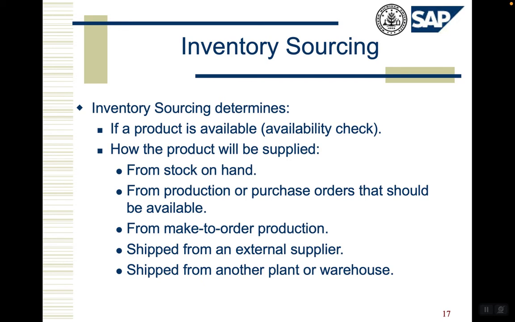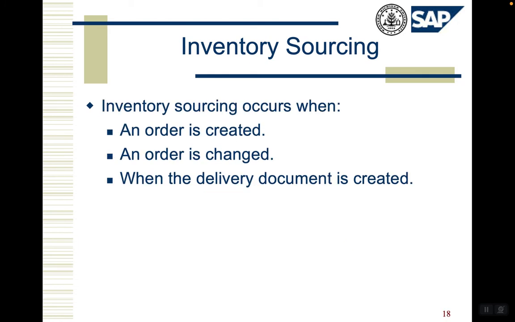So once again, this is really driven by how the organization itself is set up and how it runs its business. All right. So some places are make to order. Some organizations maintain inventory. Whichever way the organization does its business, right, that's from a process side. That's what's involved with this. All right. So inventory sourcing occurs whenever you create an order, you change an order, or we create a delivery document.